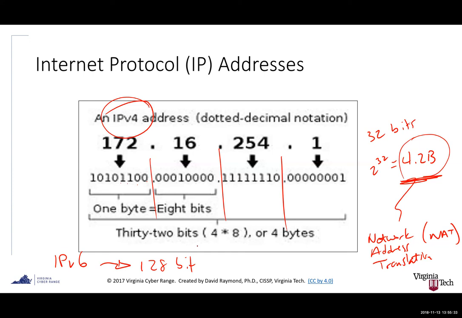And IPv6 is not used universally. It's used more in some places than others, but that's certainly a way to get around this limitation in the IPv4 32-bit address space.